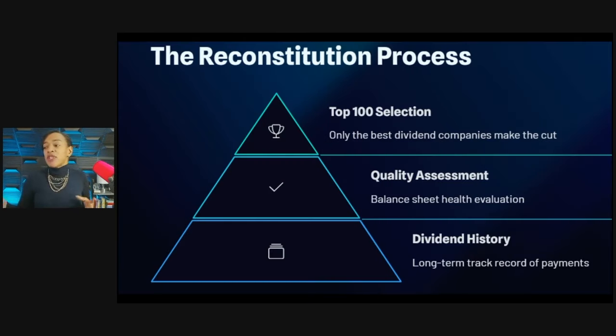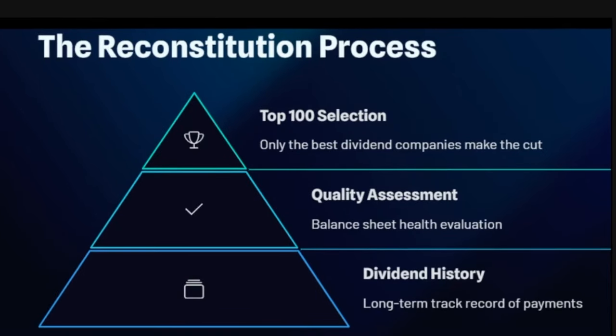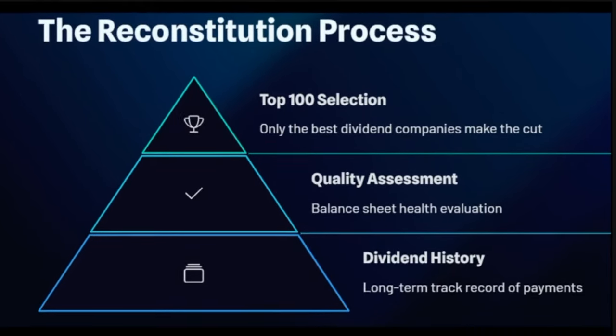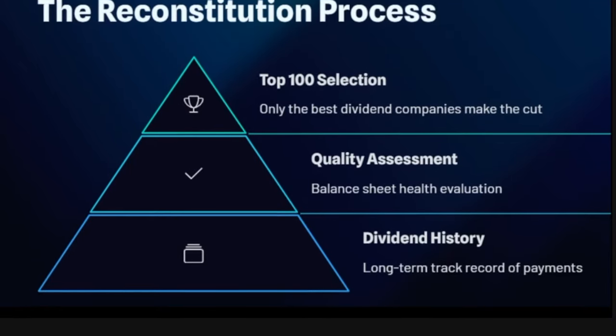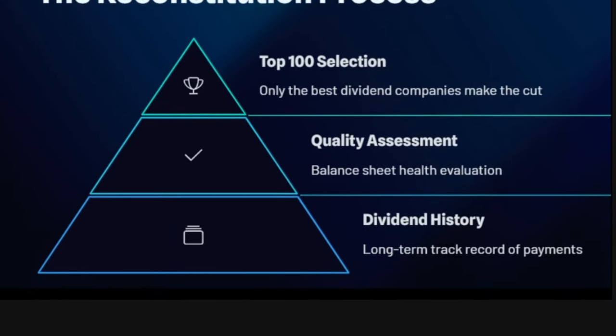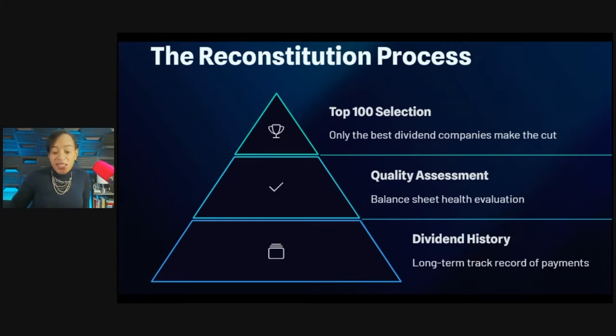So now let's go over the importance of the reconstitution process. For SCHD, this involves assessing companies based on their long-term track record of paying dividends, the balance sheet health of the particular company, and paying an above average dividend yield. By selecting the top 100 stocks that excel in these areas, SCHD aims to include only the best of the best when it comes to dividend paying companies.